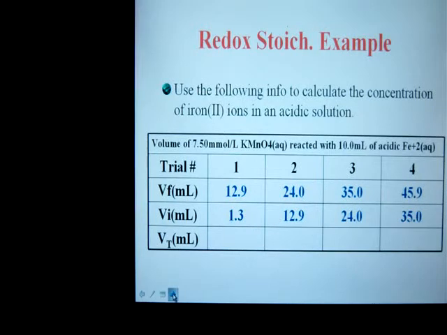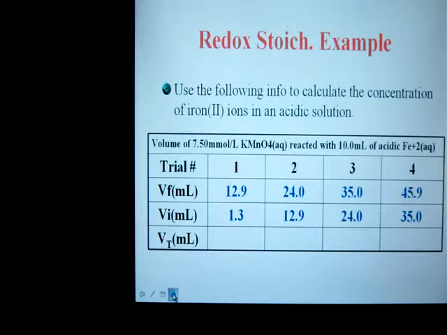Here's an example of redox stoichiometry. Like all other stoichiometry, you first have to come up with a reaction and balance it. Then you go on to determine your knowns and your unknowns, and then the math starts. Find the moles of your known, find the moles of your unknown, then you solve.